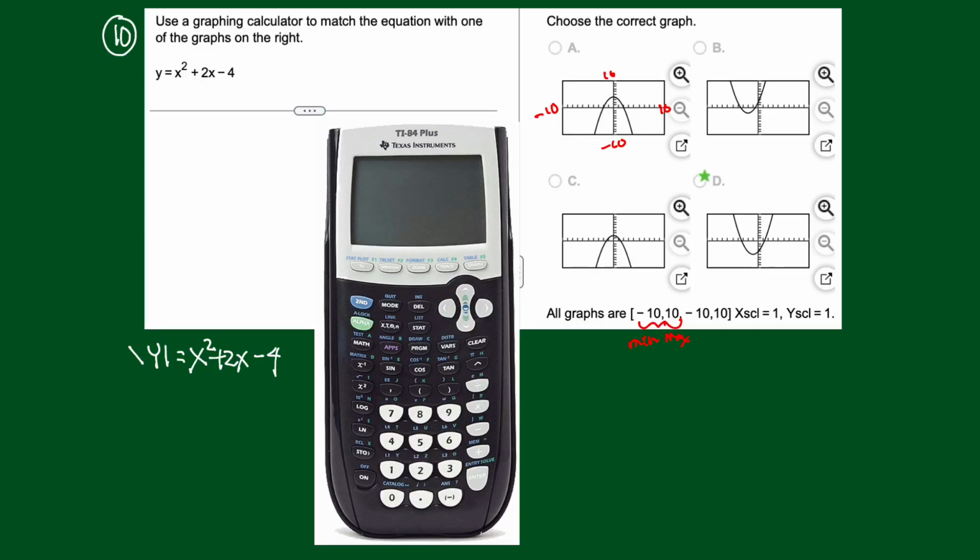Now next up, check to be sure that your window is negative 10 to 10. You can do that by pressing window, and it should come up x minimum, negative 10, x max, 10. If not, just set it, just like we did in the last problem. But it's probably already set from the last problem. Now we're ready to graph. So go ahead and press the graph key right up here. Now when I do that, I'm getting this picture here.